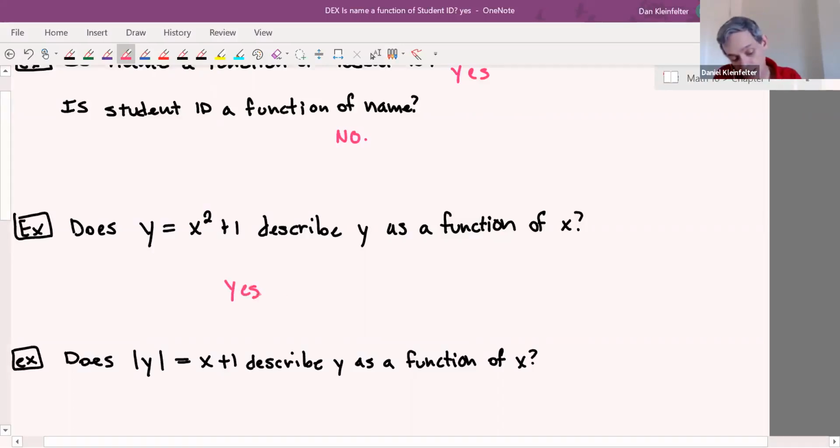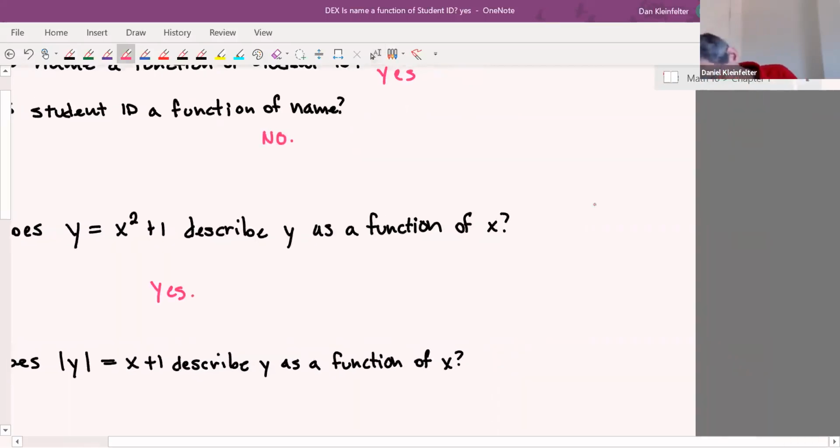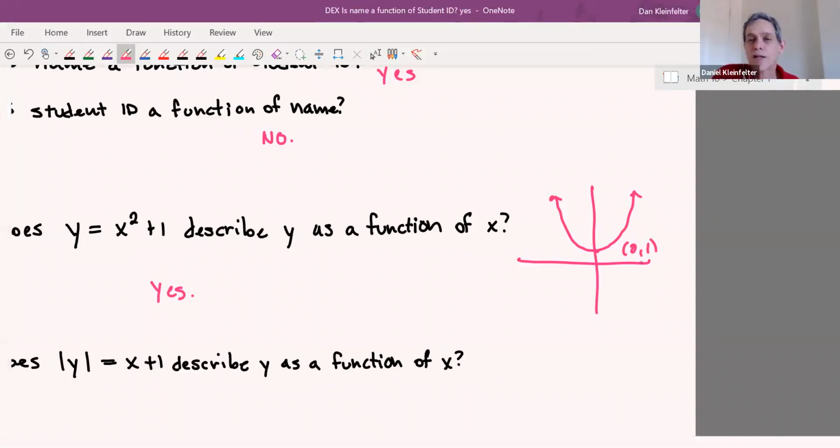So we'd say yes. If you remember what the graph of that looks like, which hopefully you do, but if not, it's okay, we'll get back to it later. That's a parabola that opens upward, that has its vertex at the point (0, 1). And later on today, we'll talk about something called the vertical line test, which you can use to help figure out whether a graph is a graph of a function or not.